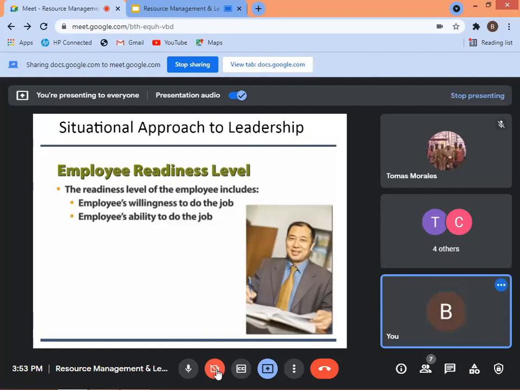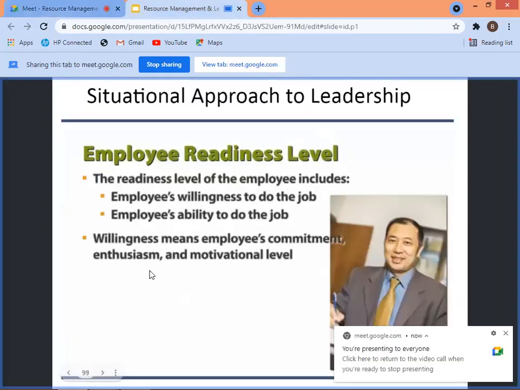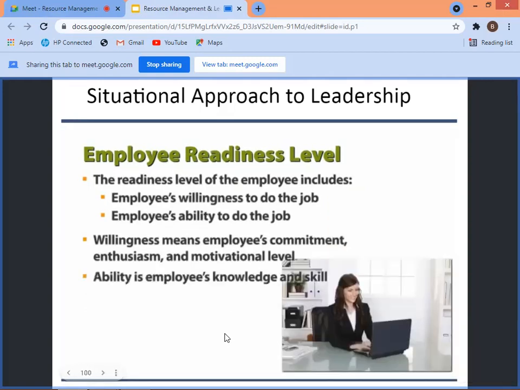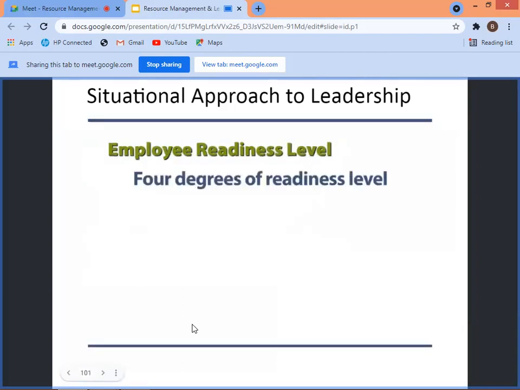And this will be developed. For a period of time, you will develop them to have these two factors. If you don't train and develop them, they will not become mature, and they will not reach the readiness level. Okay? So willingness means employees' commitment, enthusiasm, and motivation level. Ability is employees' knowledge and skill. So these are the things that you're going to provide to employees.